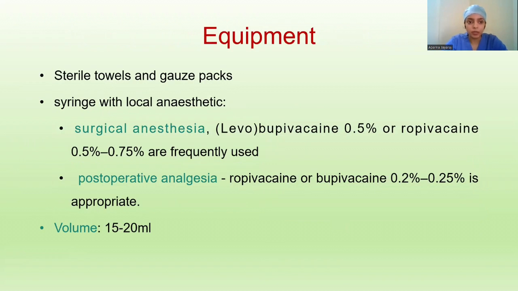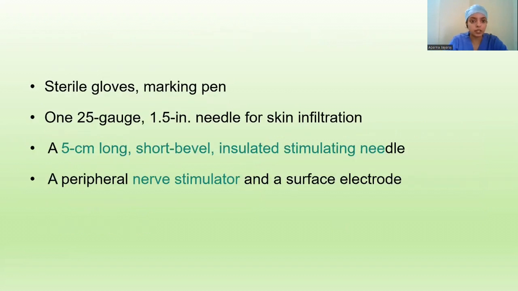Equipment that you need to perform the block includes sterile towels and gauze, and a syringe with the local anesthetic. If you're using it for surgical anesthesia, then levobupivacaine or bupivacaine 0.5 to 0.75% are usually used. For postoperative analgesia, you can use slightly lower concentrations of the drug, like 0.2% ropivacaine or 0.25% bupivacaine. Around 20 to 30 ml of local anesthetic is required. A 25 gauge 1.5-inch needle is used for skin infiltration, and a 5 cm short beveled insulated stimulating needle is used to perform the block. A peripheral nerve stimulator and a surface electrode are required.